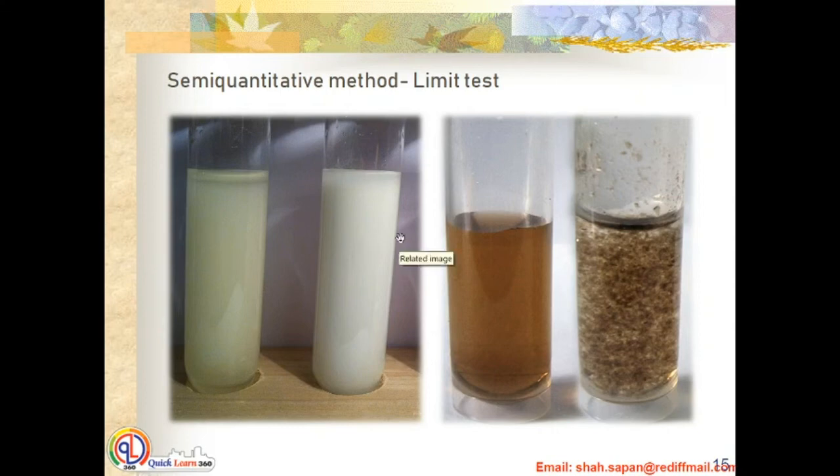the test. And similarly, if intensity of a color produced in a sample is higher as compared to intensity of a color produced in the standard, we call the sample fails the test. And vice versa, if the intensity of a color produced in a sample is lower as compared to intensity of a color produced in a standard, we call the sample passes the test. So that's all for the limit test.